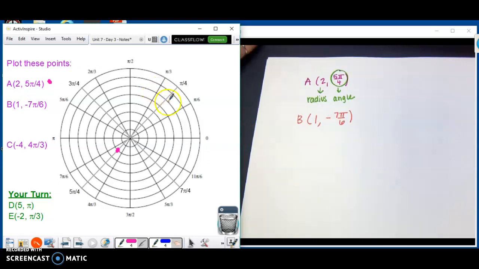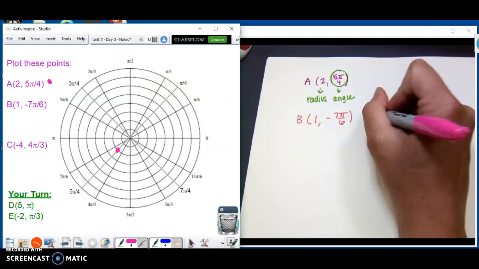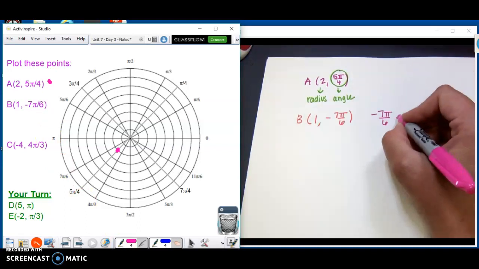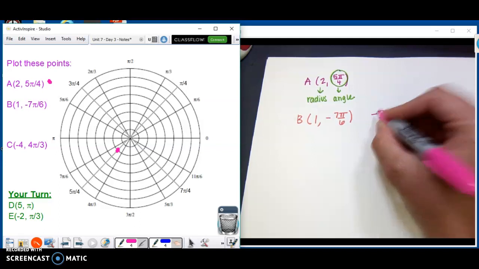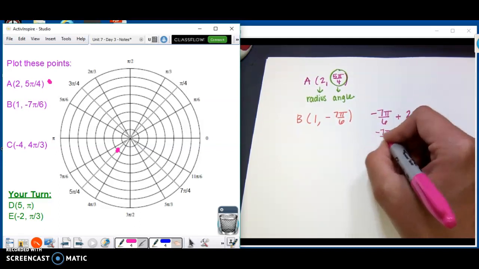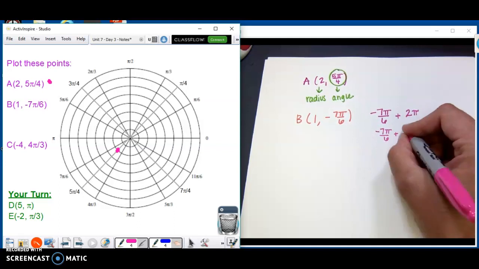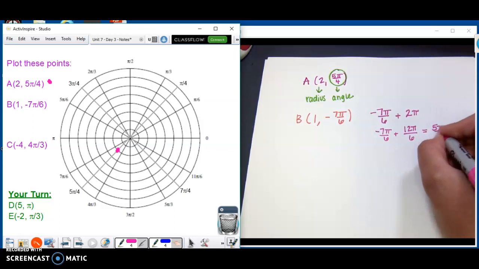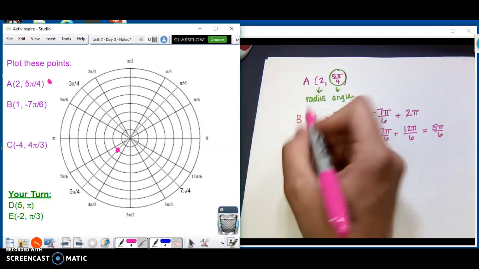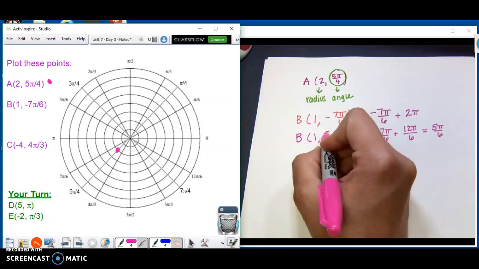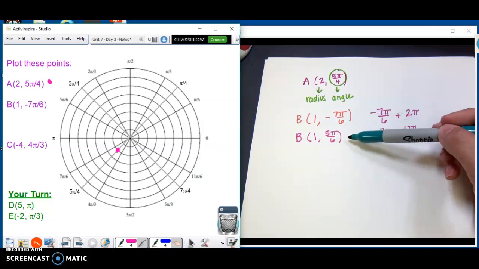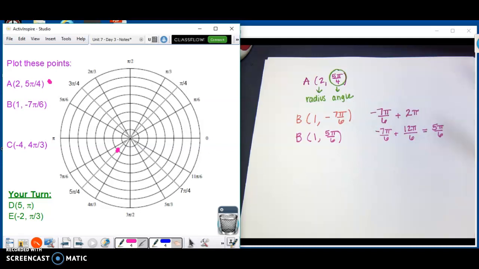Now negative 7 pi over 6 is not on your unit circle, but we can use coterminal angles to make it on our unit circle. So remember, if you want to find a coterminal angle, you're going to add a whole circle because this one's negative. So if we make these have the same denominator of 6, I would write this as 12 pi. So this is 5 pi over 6. So B can also be written as 1, 5 pi over 6. So this is where that not being a unique point came into play. These two mean the exact same thing. They're going to graph the exact same point on the unit circle.